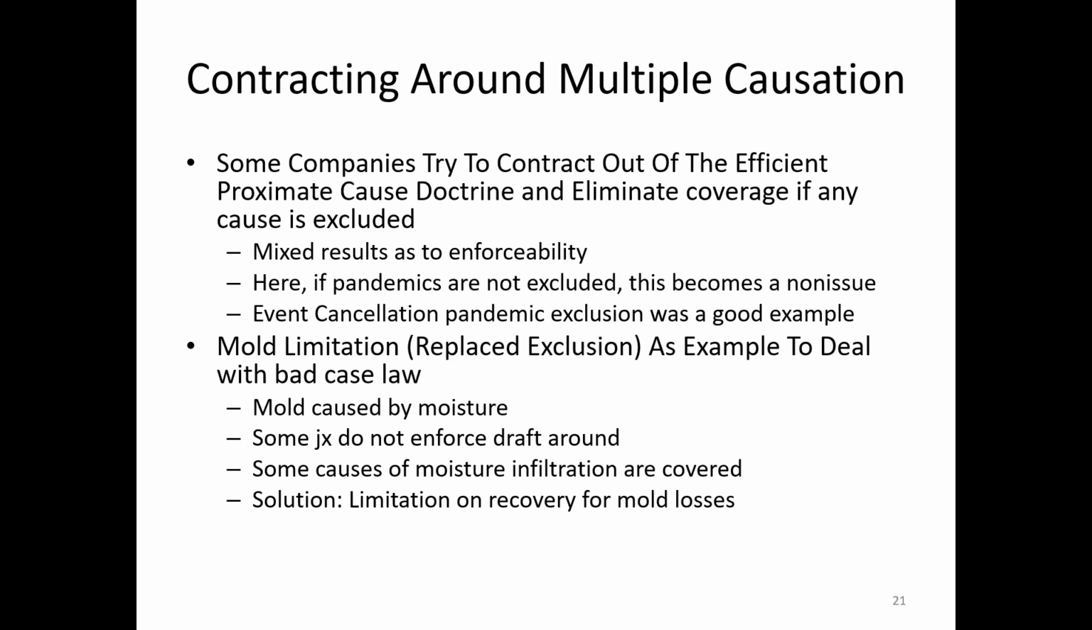Just as I had mentioned before, the common theme is the insurance companies try to contract out of the efficient proximate cause doctrine and eliminate coverage if any cause is excluded. Even if you have an exclusion like the cancellation exclusion I showed you before, and so you couldn't make the claim, you may be in a jurisdiction which doesn't even accept the contracting around. So it's not a closed issue just because the policy looks closed.